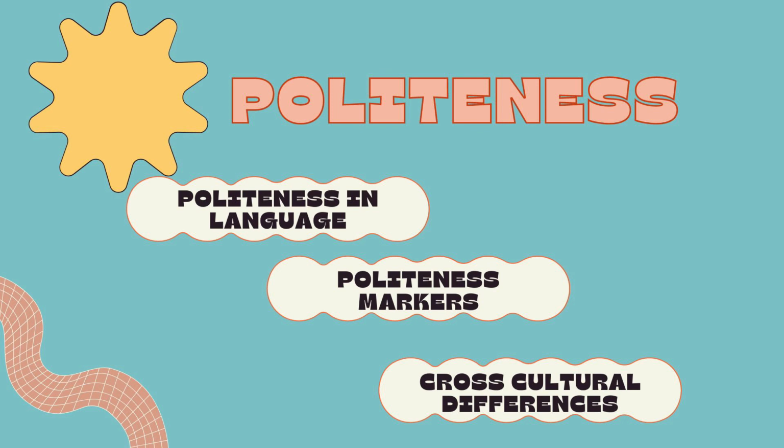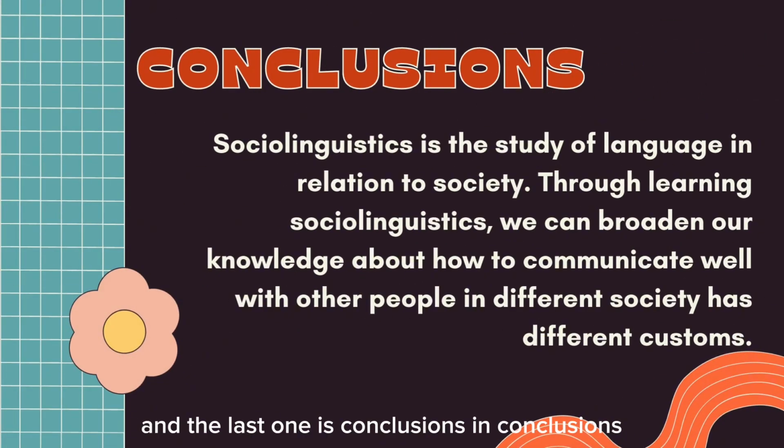Sociolinguistics explores how politeness varies within a single language or dialect. Different social groups or communities may have distinct politeness strategies based on factors such as age, gender, social status, or relationship dynamics. For example, politeness strategies used by individuals from different generations may differ due to generational norms and cultural shifts. And the last one is conclusions.